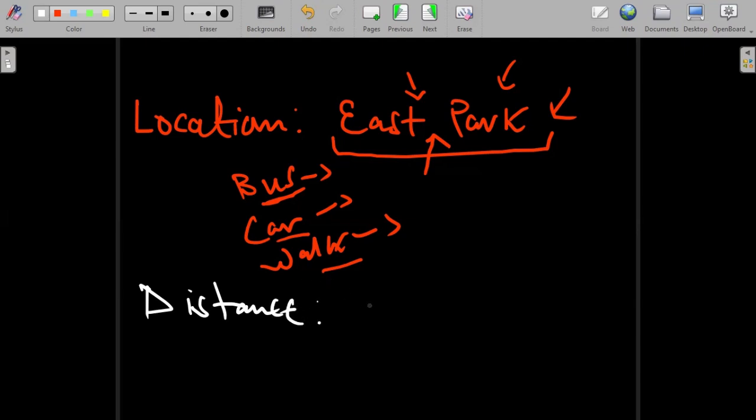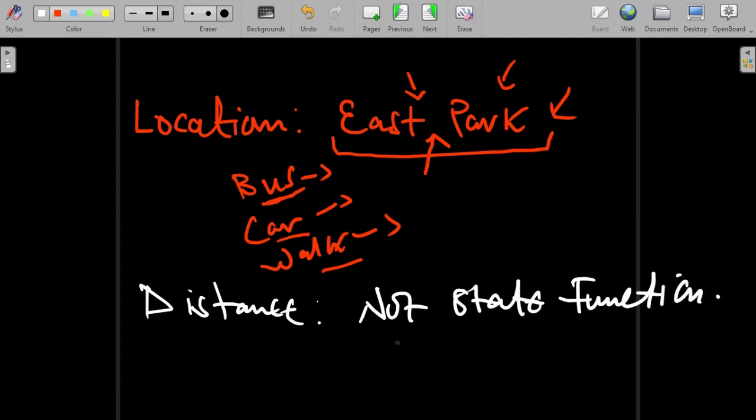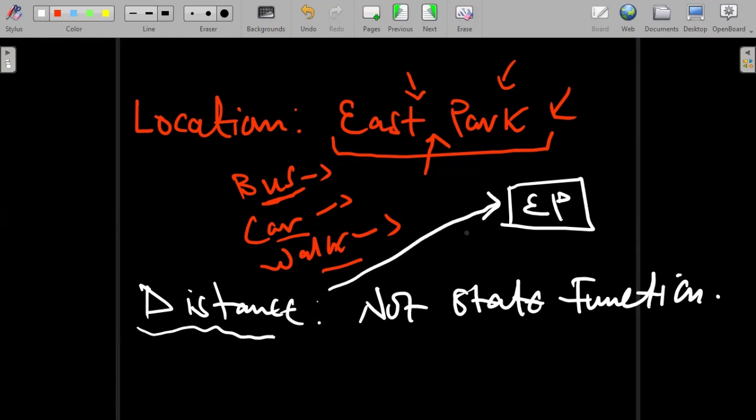Distance is not a state function. Why? Because distance depends on the path that you take. The total distance that you are going to travel to reach your current location would depend on the path that you take. Let's say, for example, this is the East Park where we're going. The distance from where you are to this East Park will depend on the path that you are going to take.